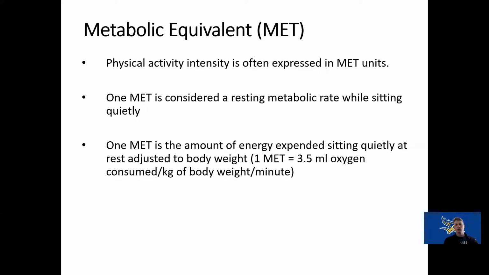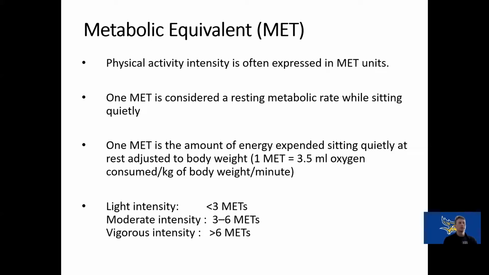And we can measure it in terms of basically what it takes for you to be awake. And this is one MET. So light intensity activity is less than 3 METs. Moderate intensity is 3 to 6 METs, so you're using 3 to 6 times as much energy as you would at rest. And then vigorous intensity is greater than 6 METs, or greater than 6 times the oxygen consumption or the energy utilization that you would require to just be at rest. So this is in terms of resting energy expenditure.